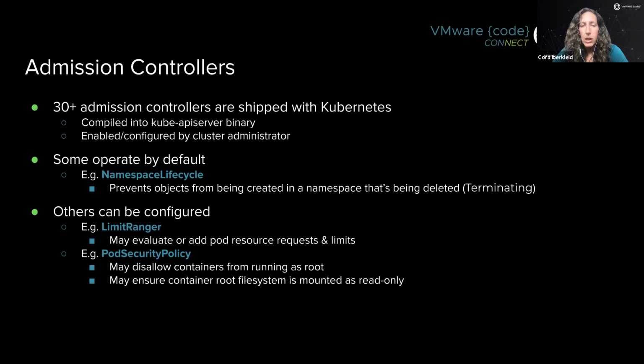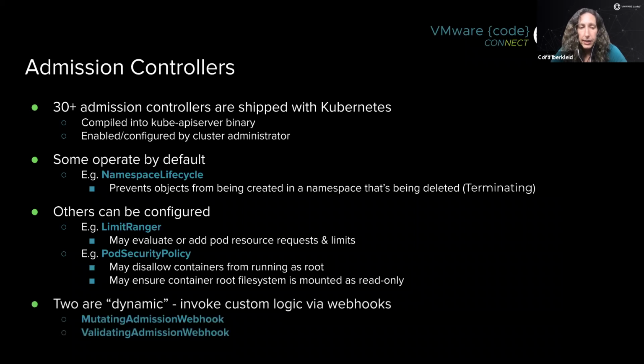Other examples require some configuration. Limit Ranger can help you either assign default resource requests and limits to new pods, or maybe just check that they're not requesting anything greater than what's allowed for a namespace. Pod security policy is another example. You can disallow containers from running as root. You can ensure that the file system is not mounted as read-write.